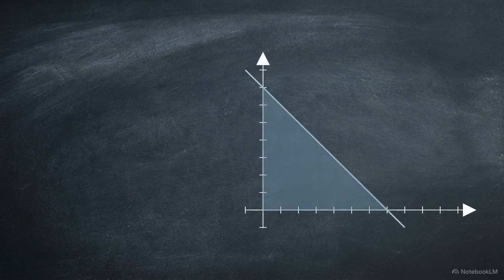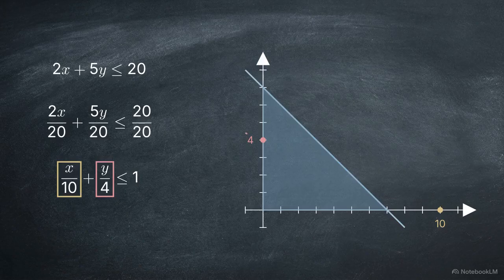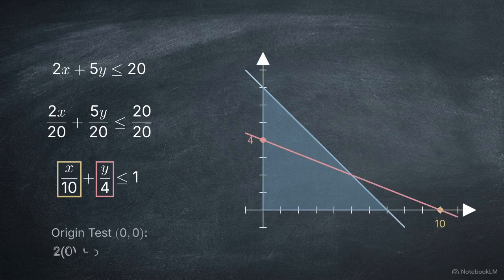Real-world problems often have multiple limits. Our system has a second constraint. 2x plus 5y must be less than or equal to 20. We perform the same algebraic conversion, isolating the intercepts to reveal an x-intercept of 10 and a y-intercept of 4. We map these new coordinates onto our existing plane, drawing the second boundary line and shading the area strictly beneath it. The system can only exist where all constraints are satisfied at the same time.